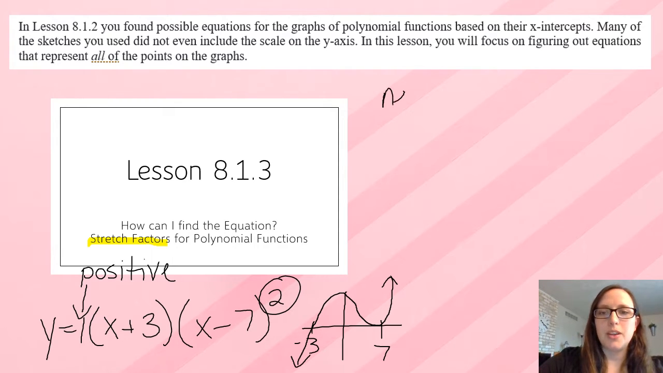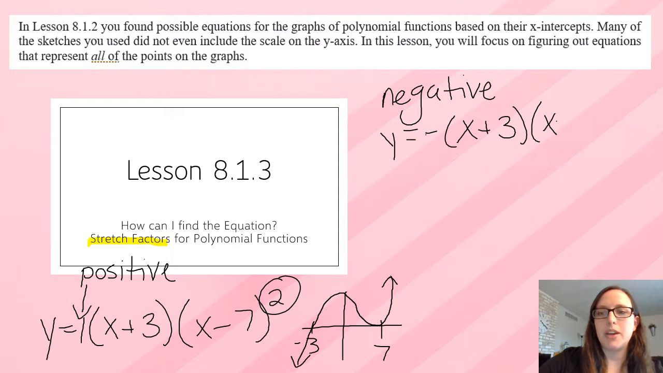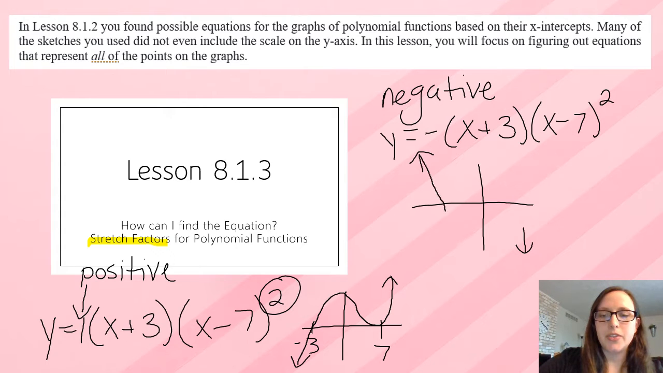The other form would be negative orientation. So let's say that we change that to y equals -1 in the front, but kept the factors the same. So it would have the same x-intercepts, but it would be flipped. It would have negative orientation this time, so it would go from positive to negative. It would still go through -3 and still bounce at +7, but it would just be a decreasing graph instead. So it looks something like this.